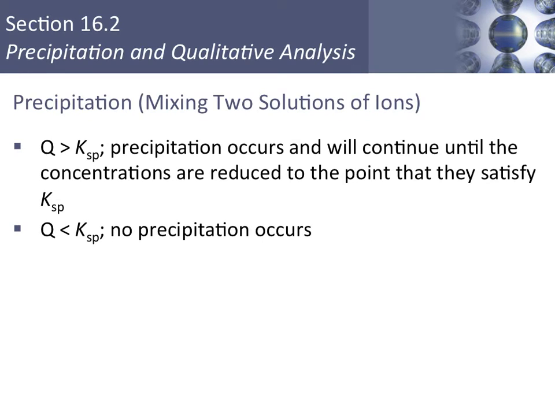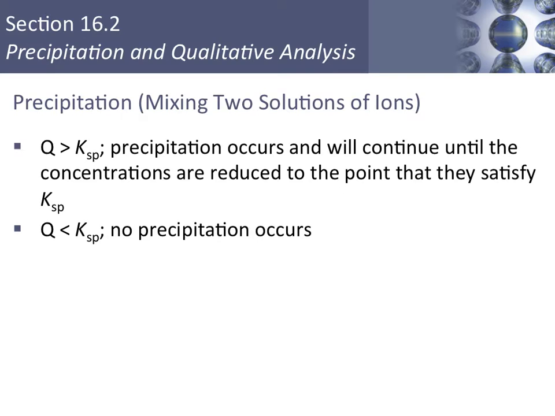So again, in this section, we will be looking at Q and comparing it to the equilibrium constant. This time we'll be comparing it to KSP. So Q will be calculated in the same way that KSP is calculated, but again, we want initial concentrations to calculate Q and not equilibrium concentrations like we use to calculate the KSP.